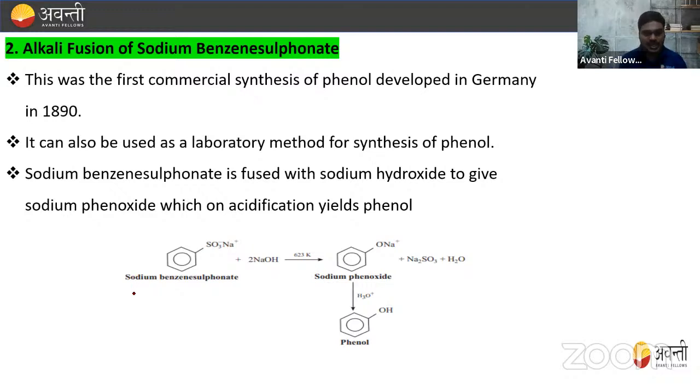So here is the reaction. This is nothing but sodium benzene sulfonate, right? When we react sodium benzene sulfonate with NaOH, that is sodium hydroxide, at 623 Kelvin and high pressure also, so at a high temperature and high pressure, we get sodium phenoxide, and upon acidic hydrolysis, we get phenol, right? So this is how we get phenol.